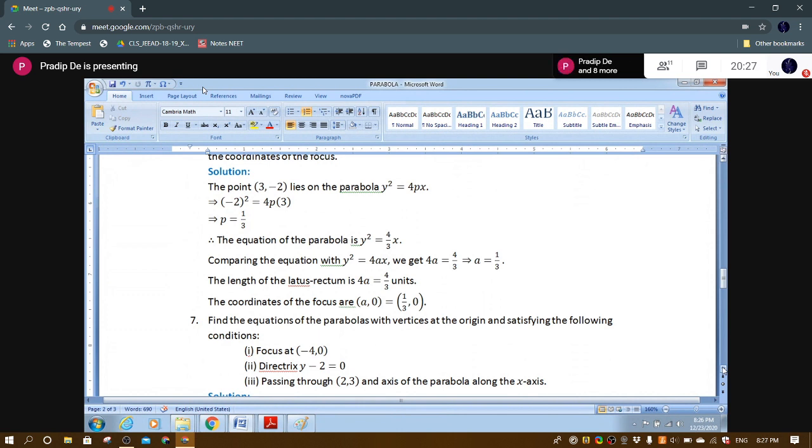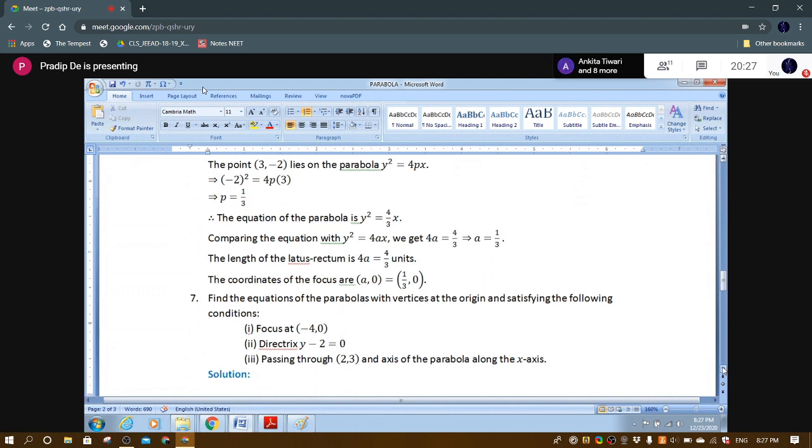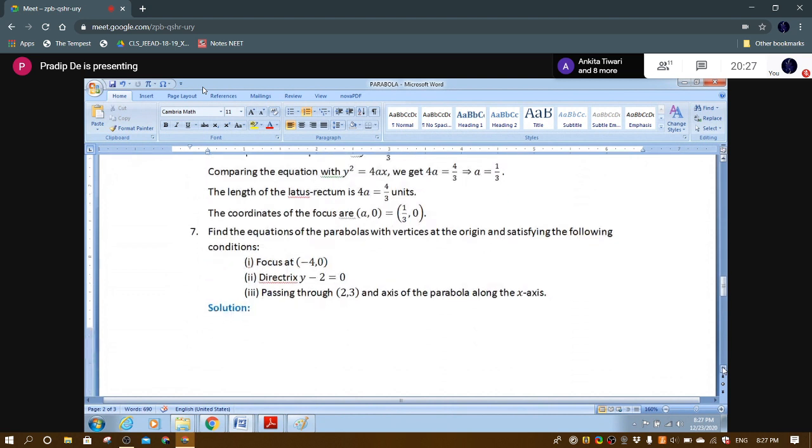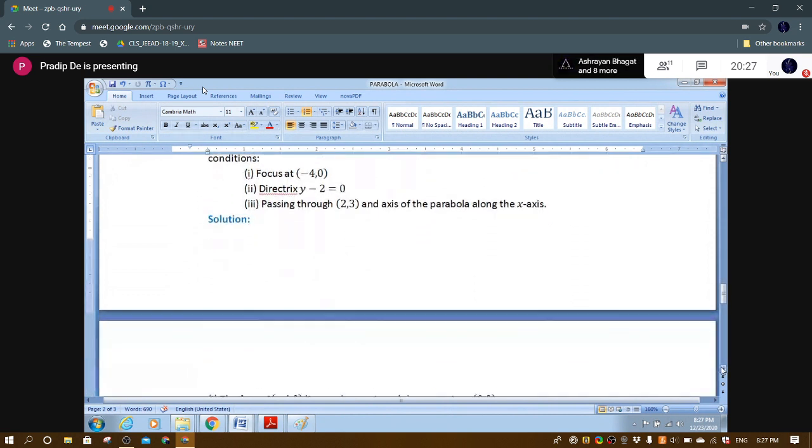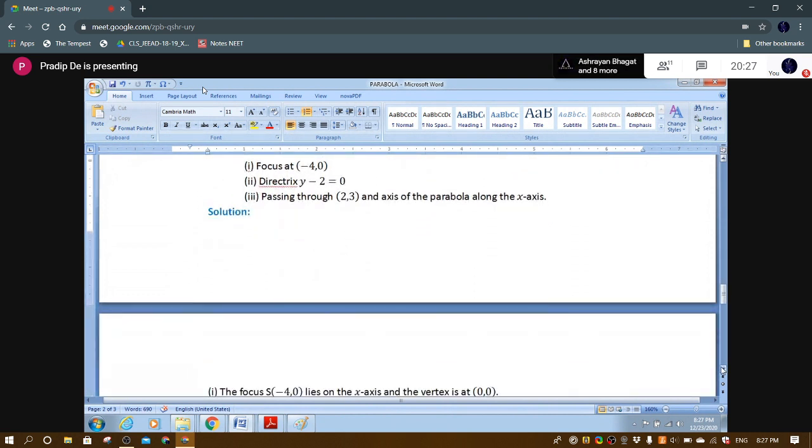First, number 1. Vertex at the origin and focus at (-4, 0). Which type is this? Second type. So the equation is of the type y squared equal to minus 4ax. What is a in this case? 4. So y squared equal to minus 16x. Correct.